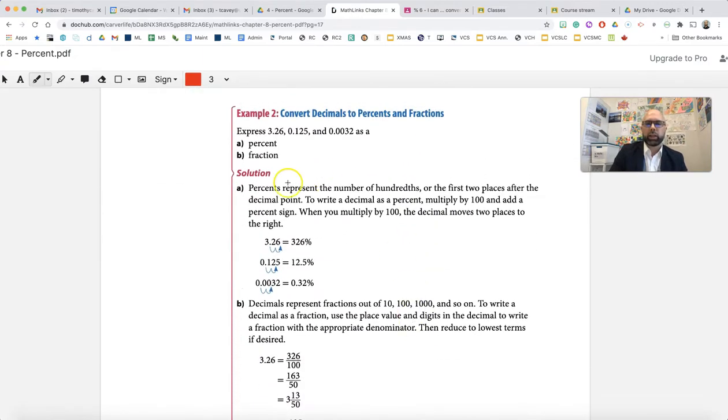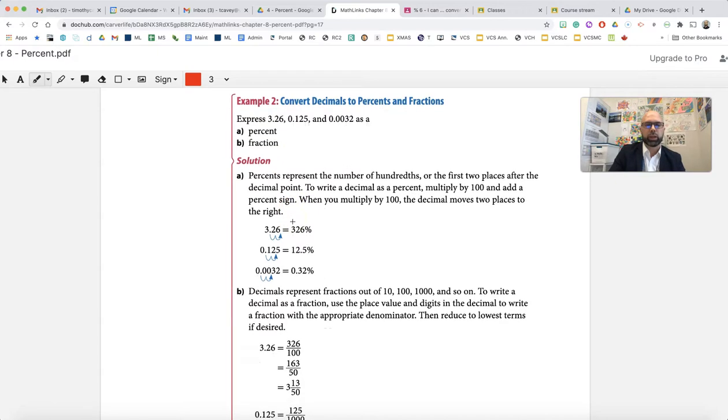All right, and then in number 2, we've got 3.26, 0.125, and 0.0032. Express these as a percent and a fraction, not as a decimal. We're converting decimals to percents and fractions. So as a percent, keep in mind that anything to the left of the decimal is going to be a whole number. Anything to the left of the decimal represents 100%, so for example, 3 equals 300%.